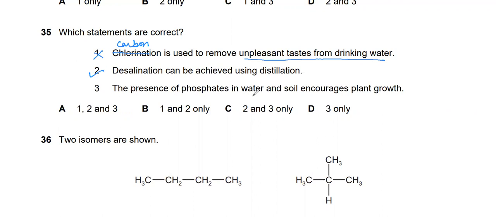The presence of phosphate in the water and soil encourages plant growth. Yes, that leads to the presence of phosphates and nitrates. They lead to eutrophication. And what is eutrophication? It's basically another name for algae bloom. They accelerate the growth of algae on the surface of the water bodies. So the second and third statements are correct. So for question number 35, we have the second and third options correct. Option C is correct for question number 35.